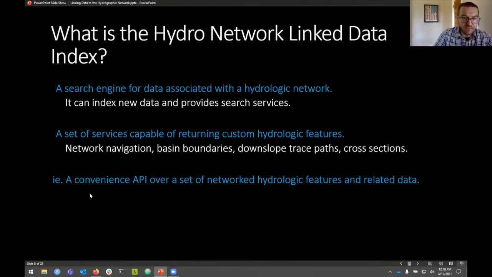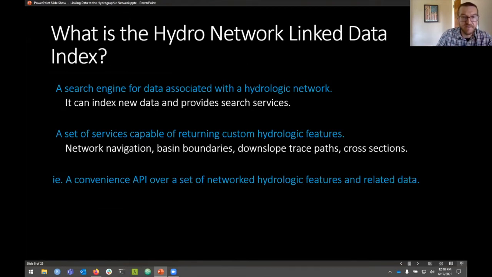So at the end of the day, I shouldn't say just, but it's really just a convenience API. It's a programming interface that provides some convenient functionality over a set of both networked hydrologic features and data that we can relate to those features.